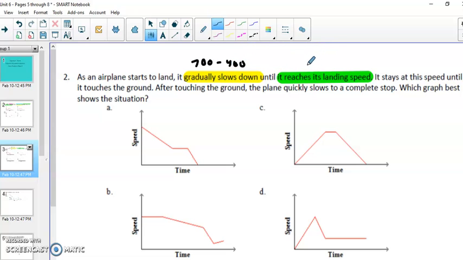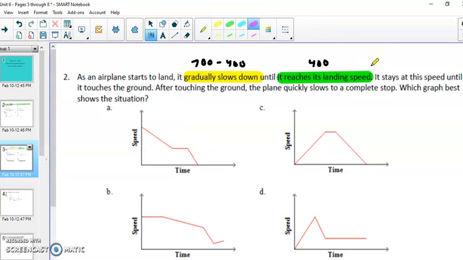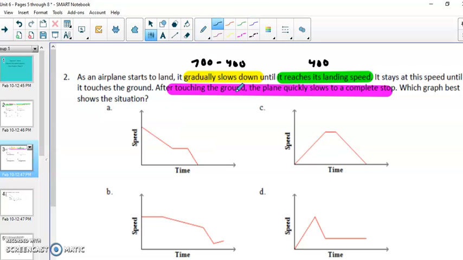I'm just making up these numbers. Then it goes 400 miles an hour until it hits the ground. And if you've ever flown on an airplane, you know that it hits the ground fast. It stays at this speed until it touches the ground. After touching the ground, it quickly slows to a complete stop. That means, again, making up these numbers, the speed goes from 400 to 0.